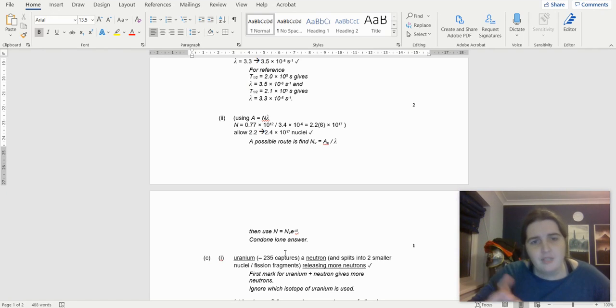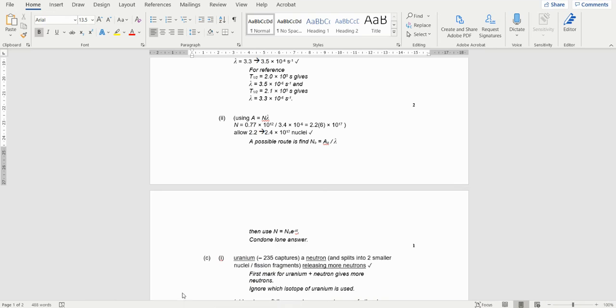So they've got using A equals n lambda, and they were using data from the graph. I actually used A equals A naught, which is a perfectly acceptable way to do it as well. So I got, allowing anywhere between 2.2 and 2.4 times 10 to the 17, I got 2.2. So I got that right there. It's just a weird way of doing it, especially with graph data. There's normally multiple ways of doing it, and there will be multiple interactions here.